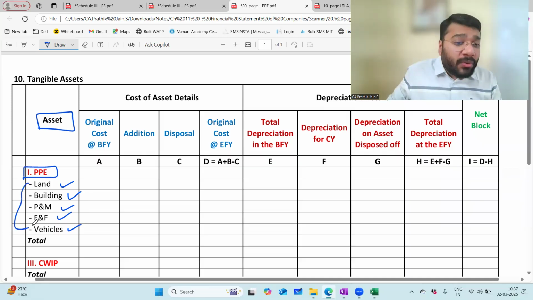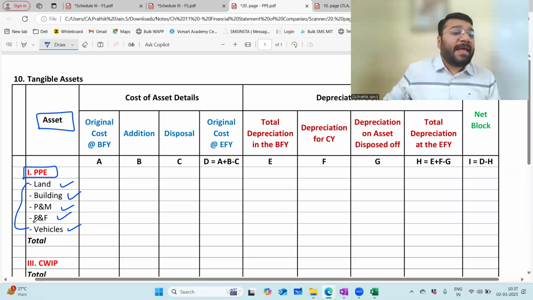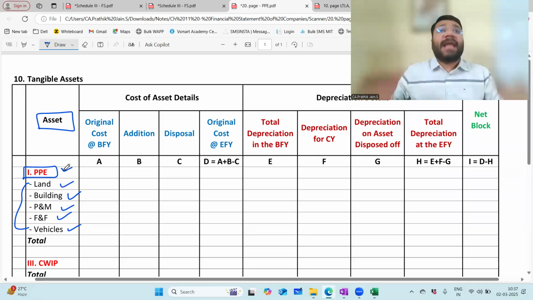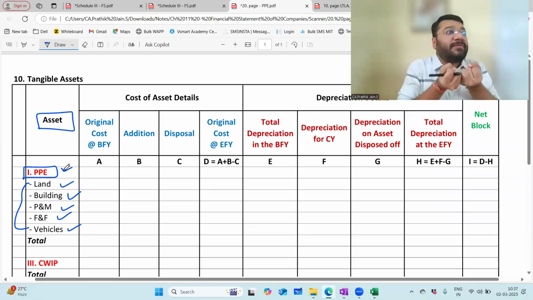So these are the different categories. Sir, are these the only categories? No, we can keep on adding to it. I've just given a few examples. So when I say something as PPE, it is an asset that we already own, and it is complete and we're using it.